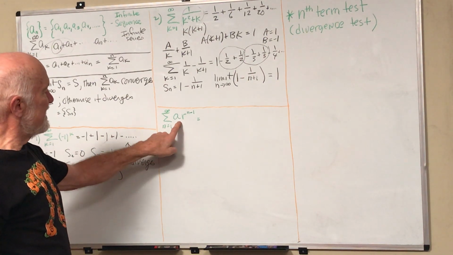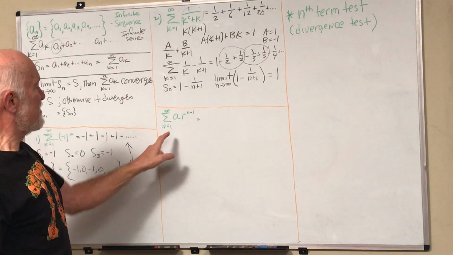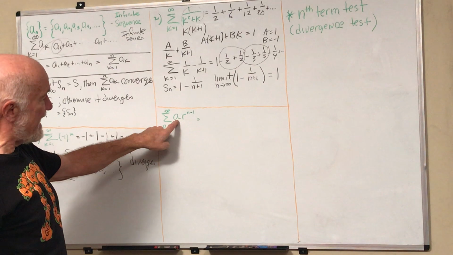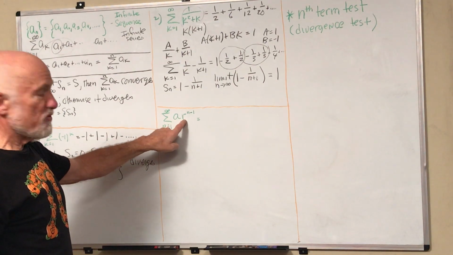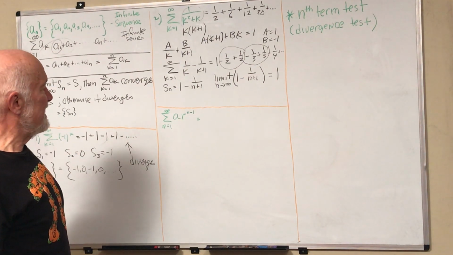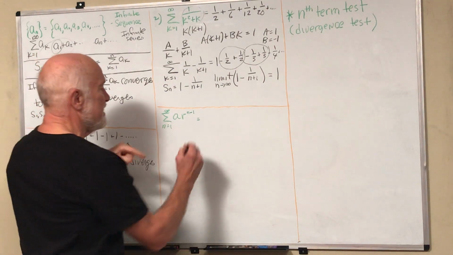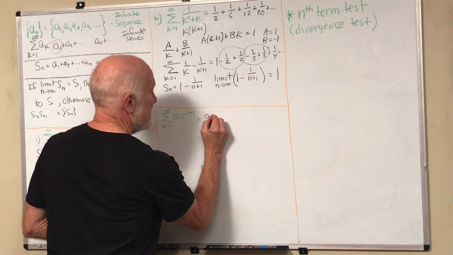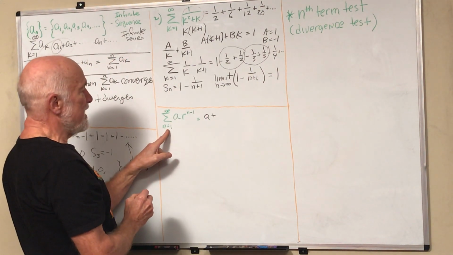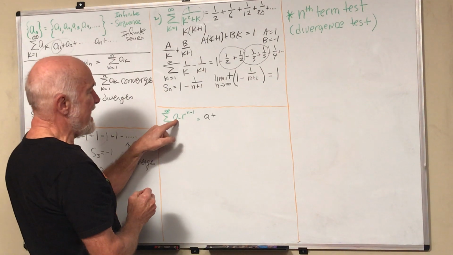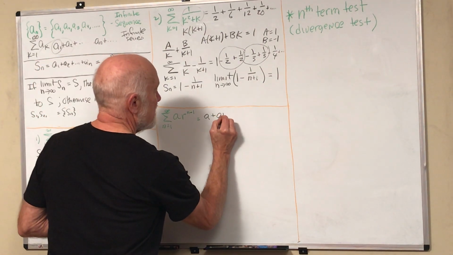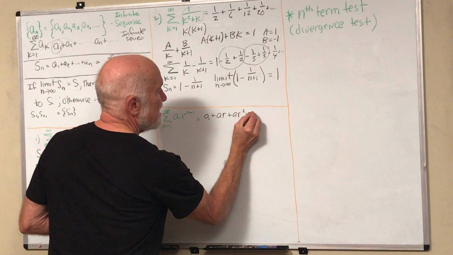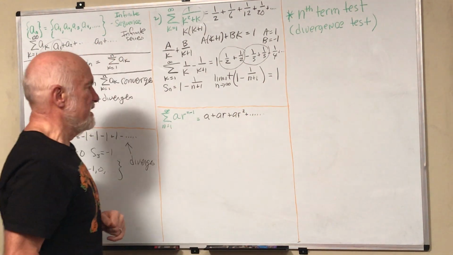Okay, so let's try this one. Starting out with n equals 1. a is representing some constant, and r is representing some constant. And so when n is 1, you get ar to the 0, which is just a. Then when n is 2, you get ar. And then you get ar squared, and then it just keeps going.